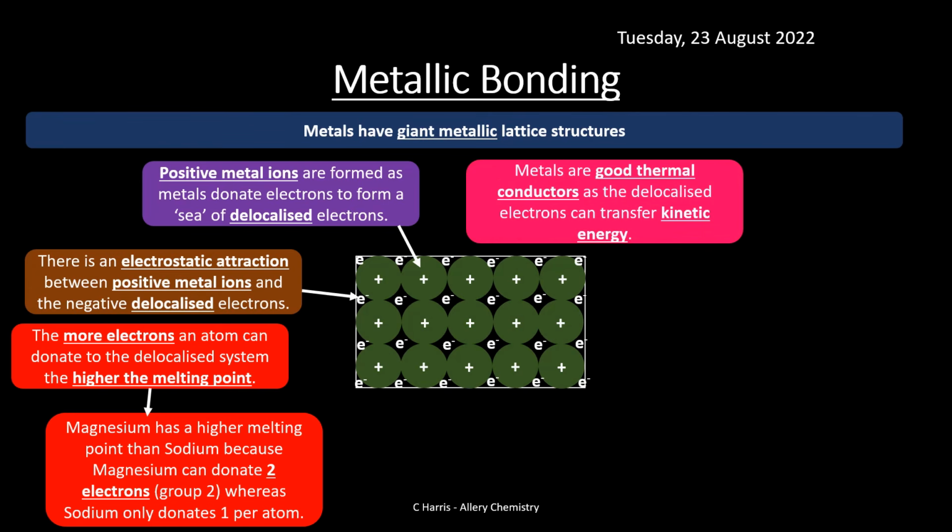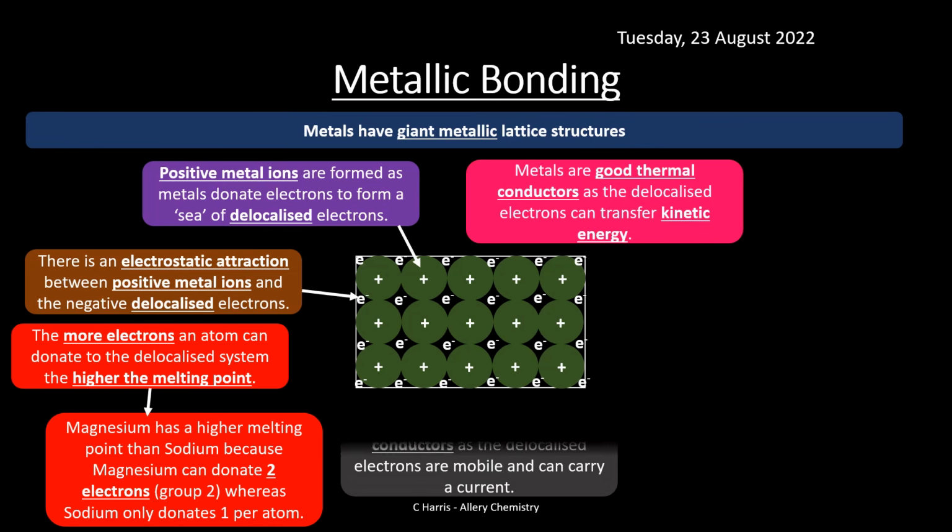Metals are really good thermal conductors as well, so obviously they're good for pans and cooking things, and that's because the delocalized electrons can transfer the kinetic energy. Remember, if you do physics, you'll know that if you transfer heat through conduction, it's the electrons that bump into each other and pass that energy along. Metals are, no surprise, generally good electrical conductors, again because of that delocalized electron system.